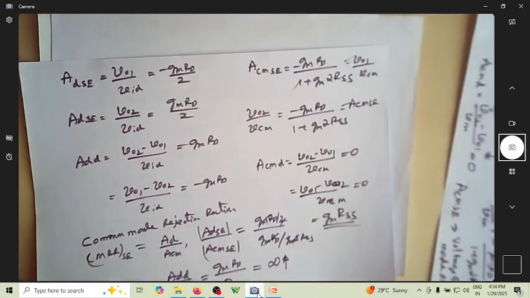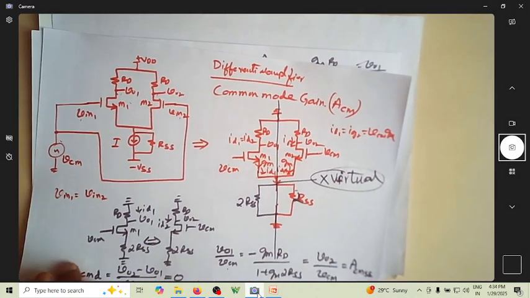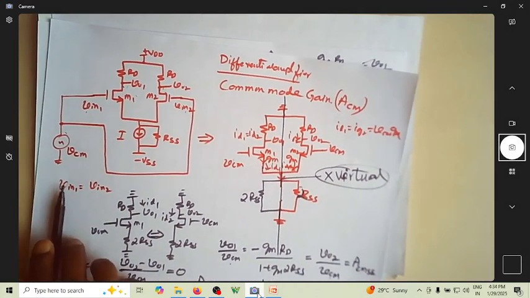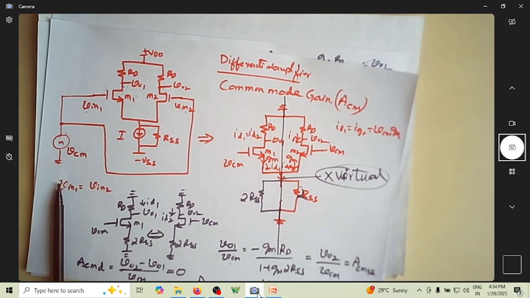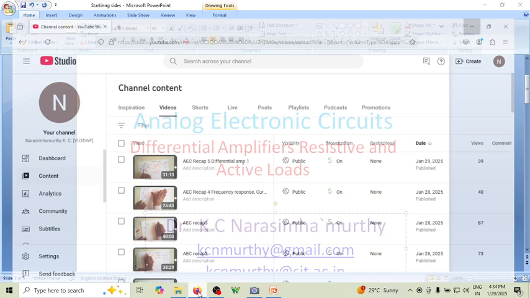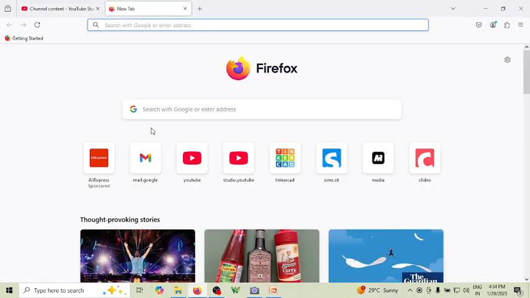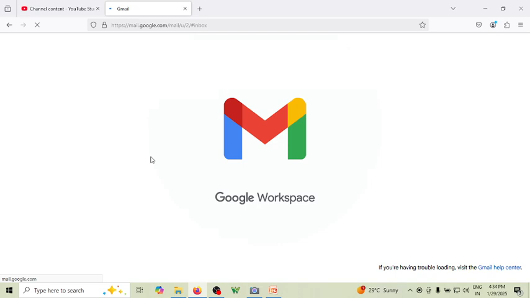So that's about the differential mode amplifiers with resistive load. As we already know, these will have a limited gain, and in order to get better gain, we'll go for active load differential amplifiers. So we will do the same thing now. Let me show you differential mode, active load. Just give me a minute.